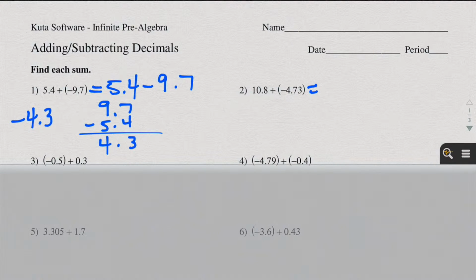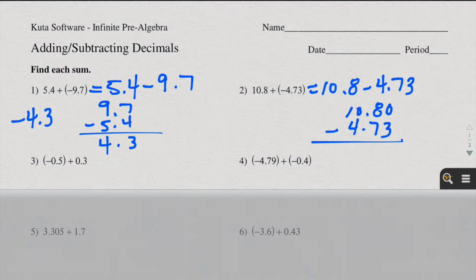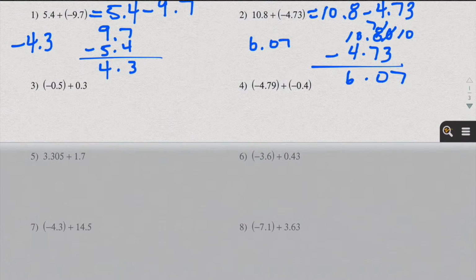Okay, number 2, 10.8 plus negative 4.73. Let's rewrite that as 10.8 plus and minus becomes minus 4.73. We just subtract those as we normally would. So 10.8 minus 4.73. Make sure you align the decimals, and if you need to add a 0, you can. You can add an infinite amount of zeros; it's not going to change the number. So this 0 becomes a 10, and this 8 becomes a 7. 10 minus 3 is 7. 7 minus 7 is 0. Bring down the decimal. 10 minus 4 is 6, so we get 6.07.